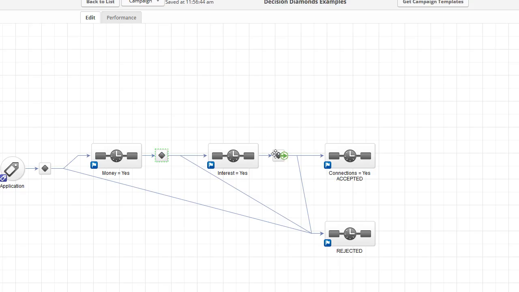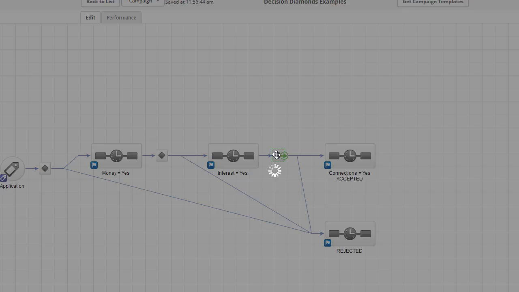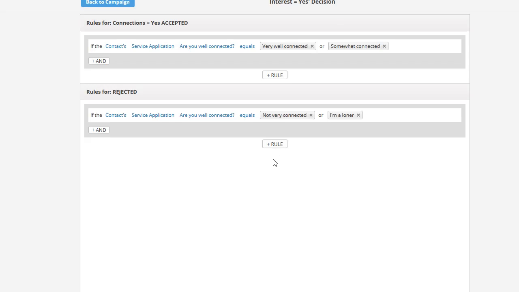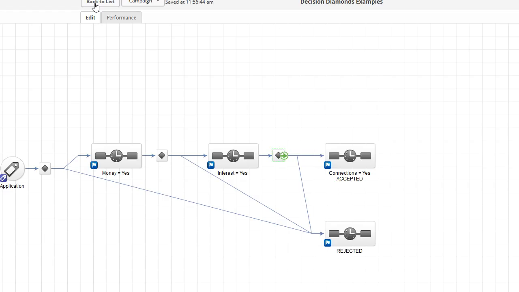And then that troublesome question at the end with the 4 answers becomes a lot easier when we're only considering it in one diamond, because I can now say, to be accepted, the are you well connected answer has to be very well connected or somewhat connected. And if they say that they are not very well connected or I'm a loner, we can now send them to the rejected pile. This makes it a lot easier because now we're addressing each of the arguments in the decision diamond one by one, and you don't end up with a great big long decision diamond logic that frankly is going to confuse you and probably break your campaign.